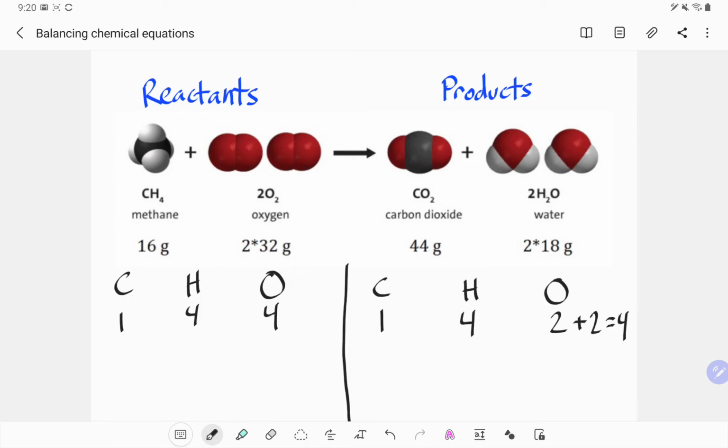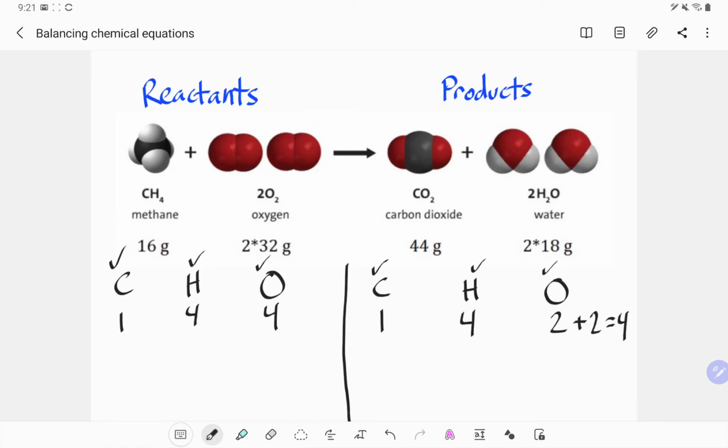So let's go back and check our work. I have 1 carbon on this side and 1 carbon on this side. So carbons are balanced. Check mark there. Hydrogens, I have 4 hydrogens on this side and 4 hydrogens on this side. Hydrogens are balanced. And then oxygens, I have 4 on the left side and 4 on the right side. So oxygens are also balanced. Seeing that there are the exact same number of each element on both sides of the chemical equation tells us that they are balanced.